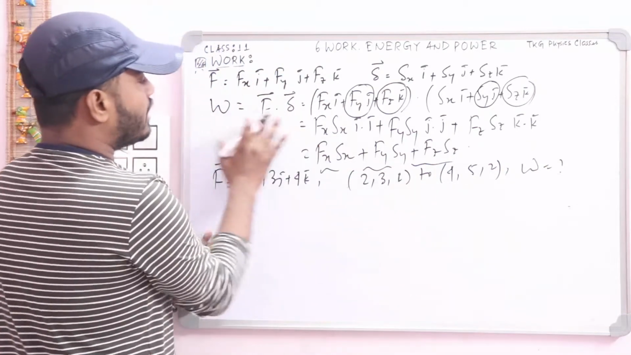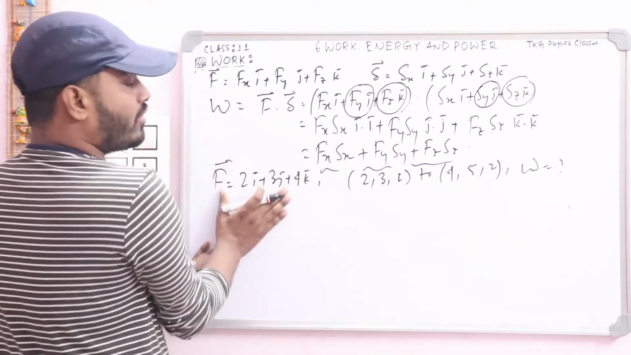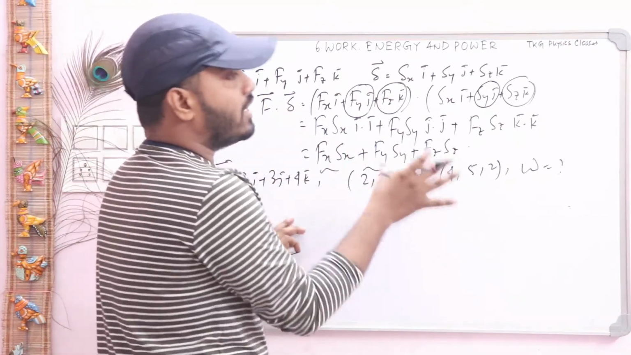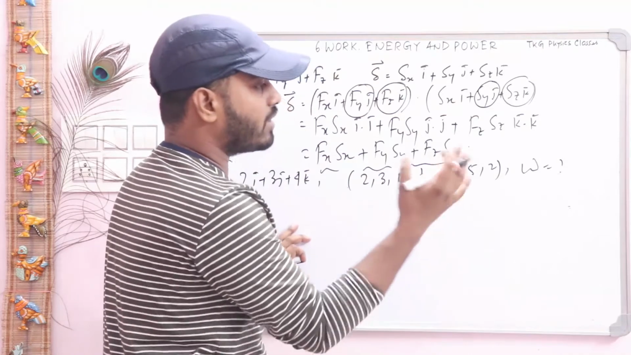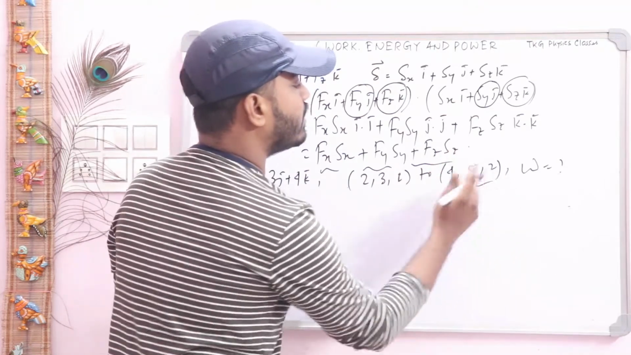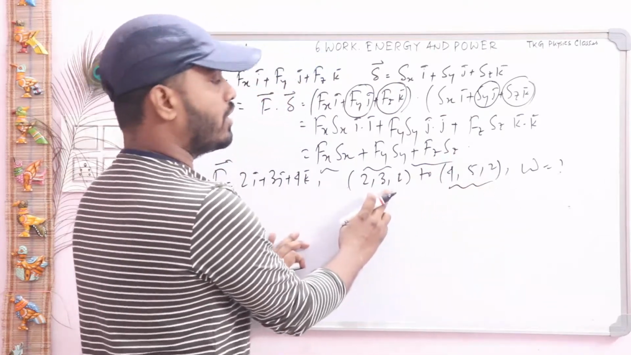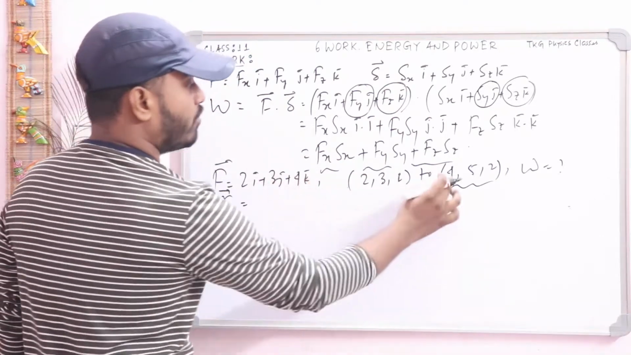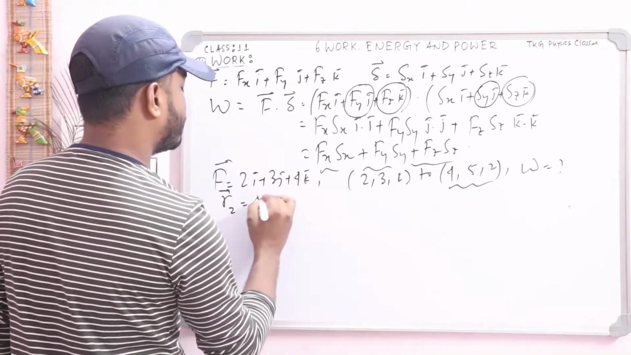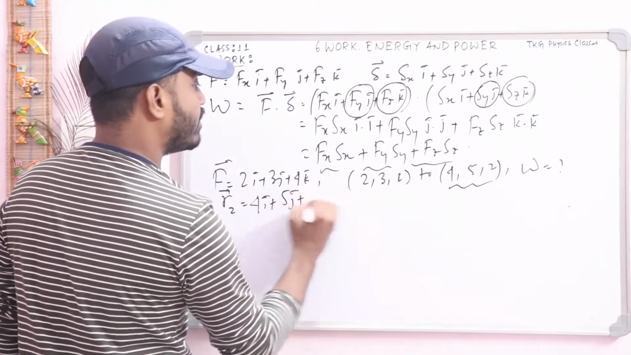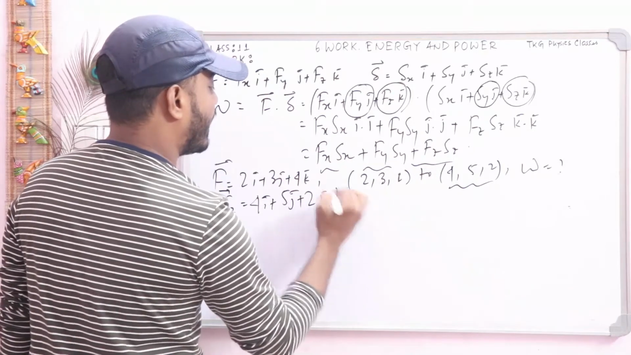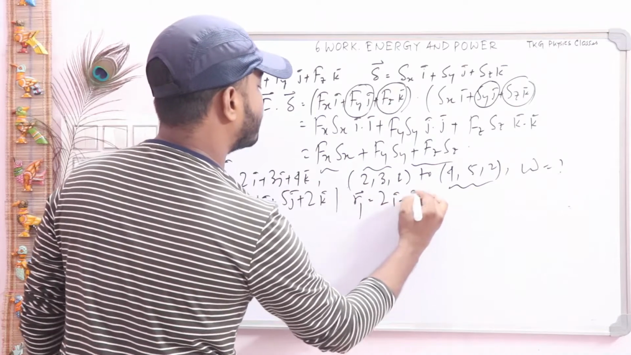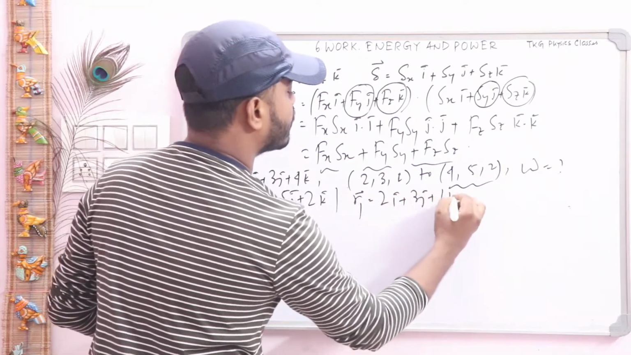So you know the formula: work done equals F dot S. F is already given, so here you have to find S. S is the displacement. Displacement means final position minus initial position. Here the final point is given as this one and the initial point as this one. So the final position, named R2, is (4, 5, 2), that is 4 i cap plus 5 j cap plus 2 k cap, and the initial position, R1, is 2 i cap plus 3 j cap plus 1 k cap.